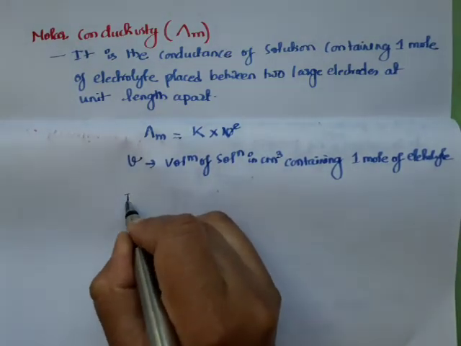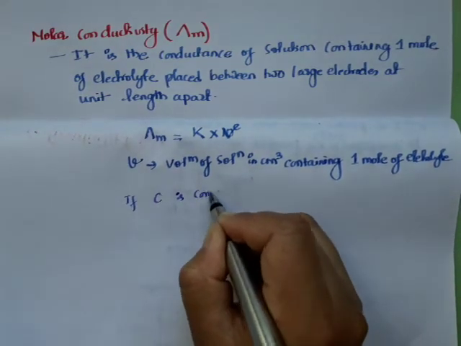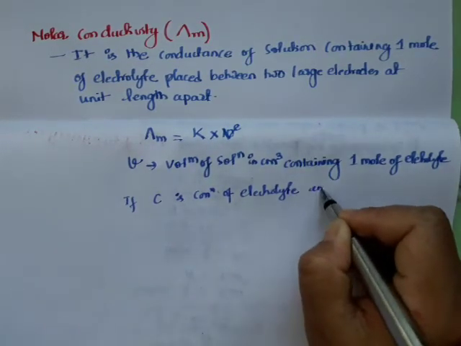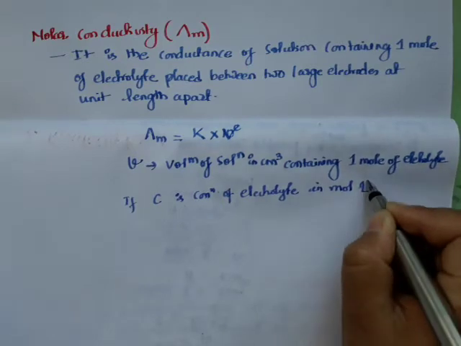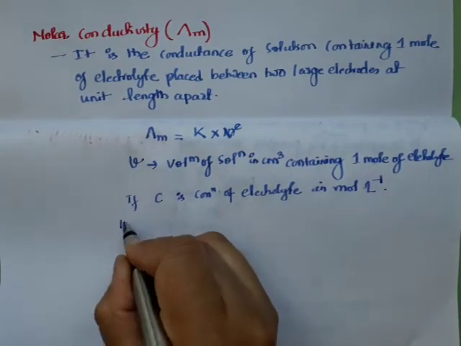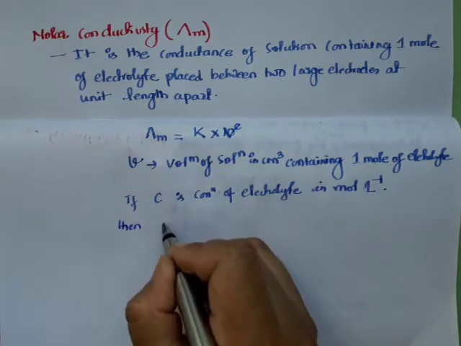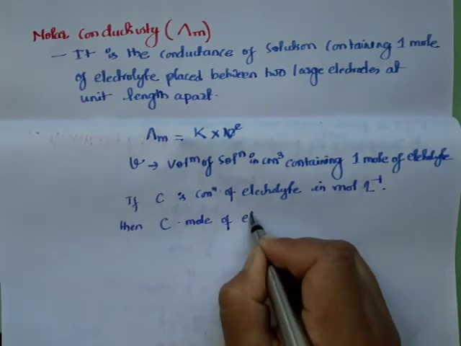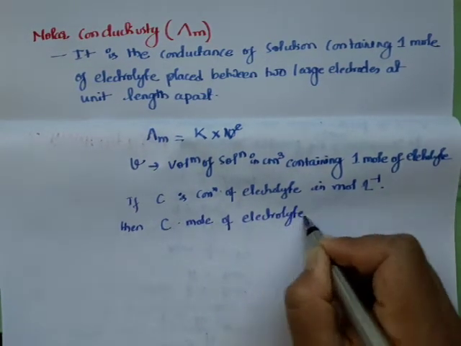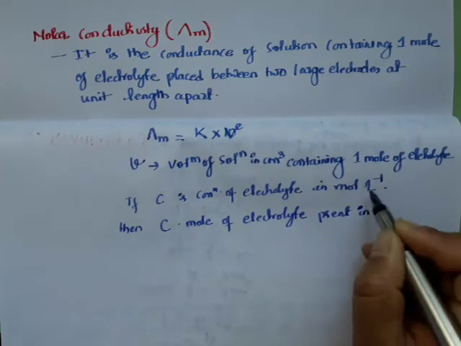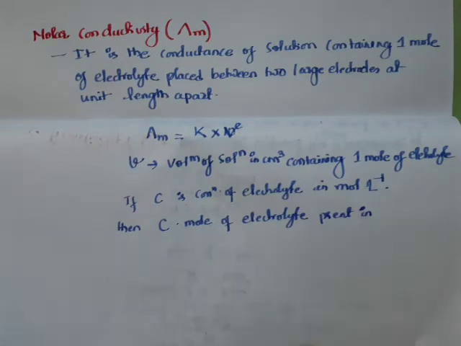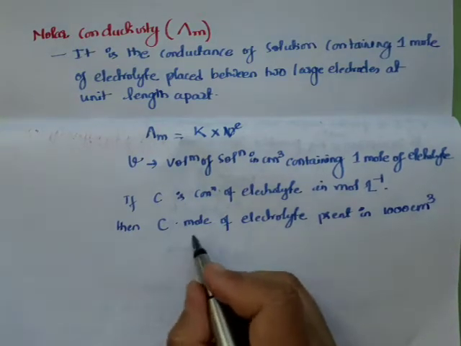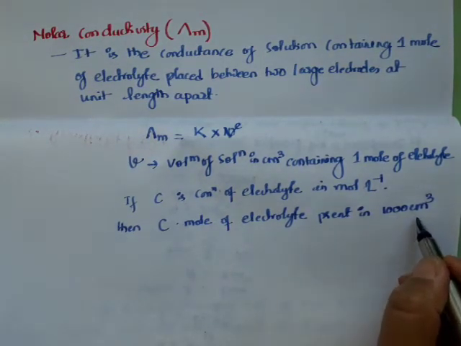Suppose C is the concentration of your electrolyte. What is the unit of concentration? If it is in mole per liter, that is molarity, right? So what can we say from this? We can say this is C mole of electrolyte present in a liter. When you convert this to centimeter cube, how much is it? 1000 centimeter cube. So C mole of electrolyte is present in 1000 centimeter cube, right?